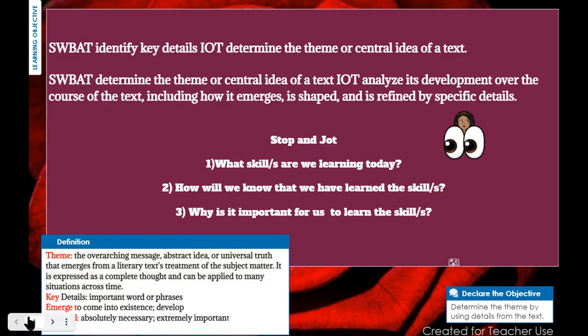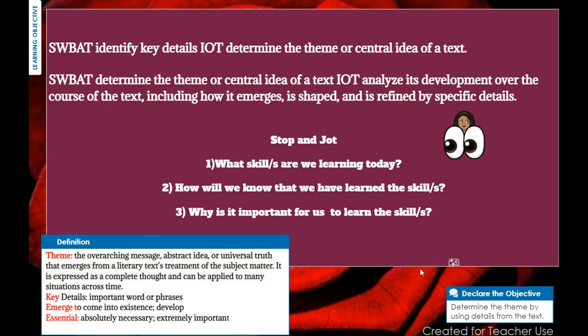And I will be doing a notebook check this Friday. So make sure that you write the objective at the top margin of your paper, and then you write your definitions. That includes the term and the definition. And also, you answer any questions or any task that I say, hey, you need to do this. All right, let's move forward, sweethearts.